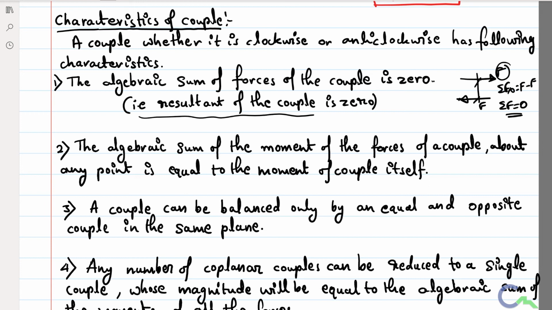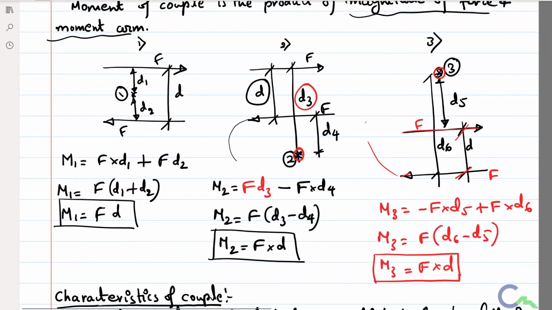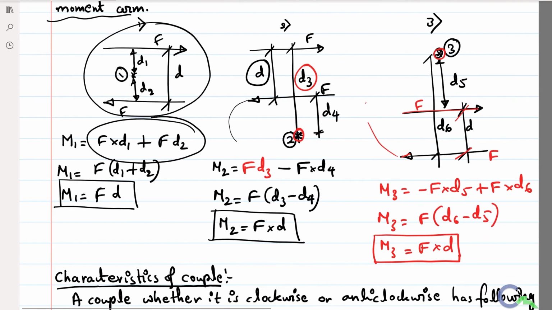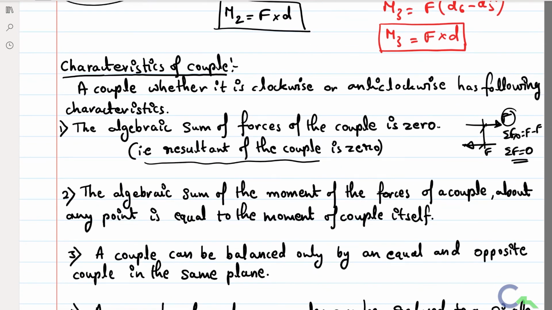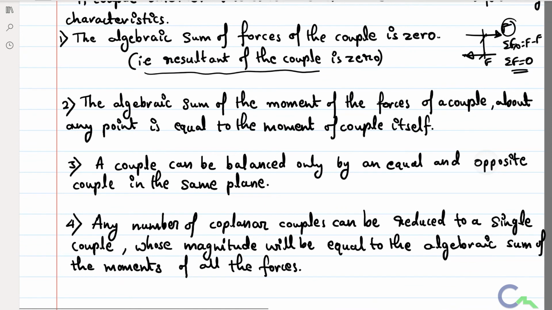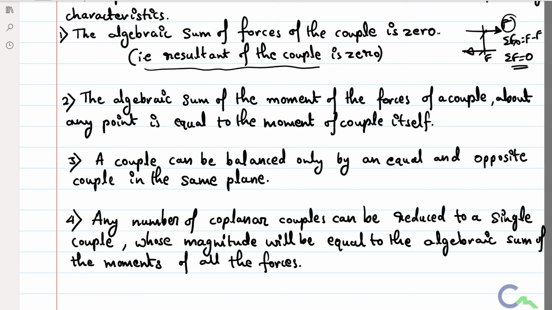The second characteristic: the algebraic sum of the moments of the forces of the couple about any point is equal to the moment of the couple itself. In the previous example, I considered this as one entire couple, with a number of forces acting. If I do the summation of all the moments, that will be nothing but the value of the couple itself. I gave three examples. So the algebraic sum of the moments of the forces of the couple, there are two forces in this case, about any point is equal to the moment of the couple itself. That is the second characteristic.